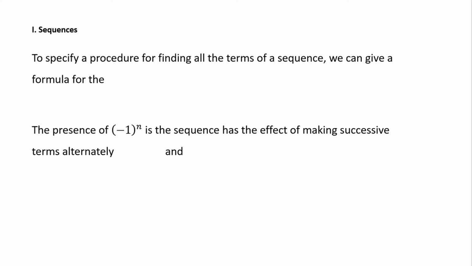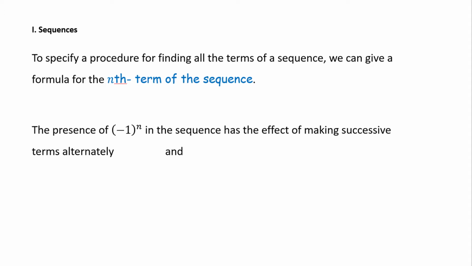To specify a procedure for finding all the terms of a sequence, we can give a formula for the nth term of the sequence. The presence of -1 to the n in the sequence has the effect of making successive terms alternately negative and positive.